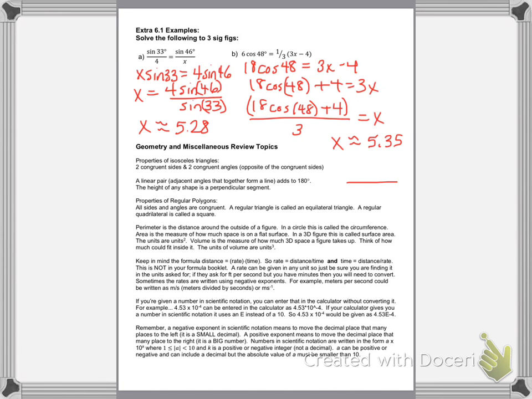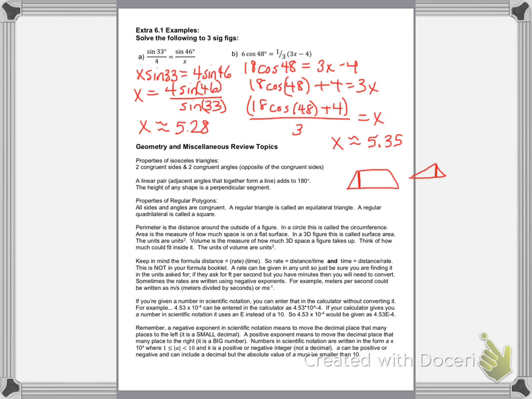The height of any shape is a perpendicular segment. So, for example, if we talk about the height of this trapezoid, that's going to be right here. Okay. If we have, say, kind of an interesting looking triangle here, the height of that triangle would be right there.